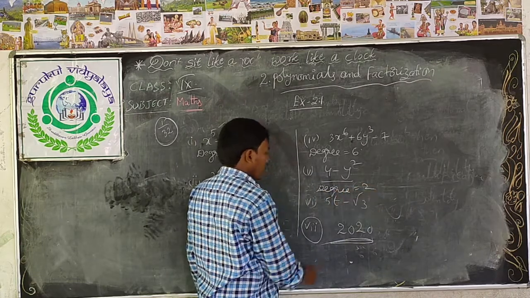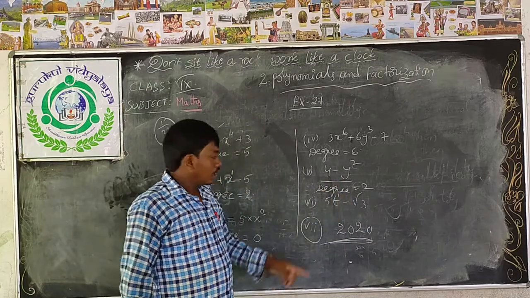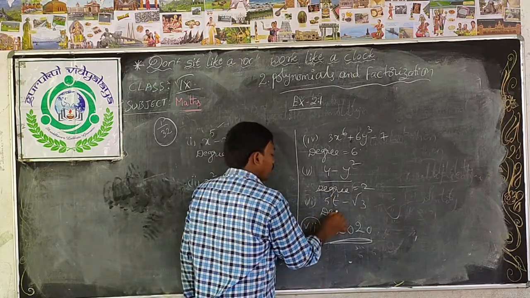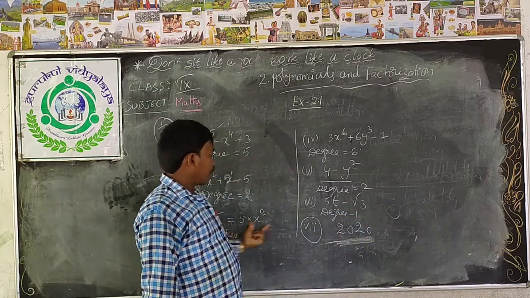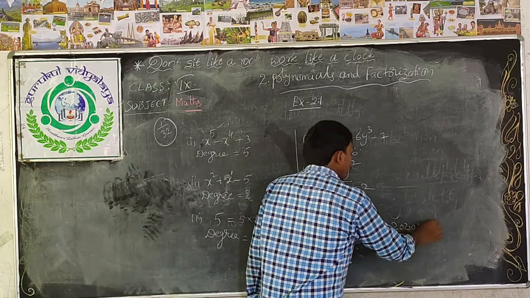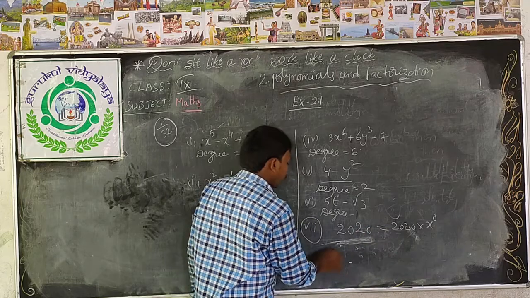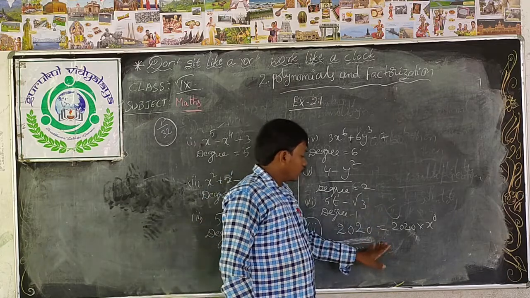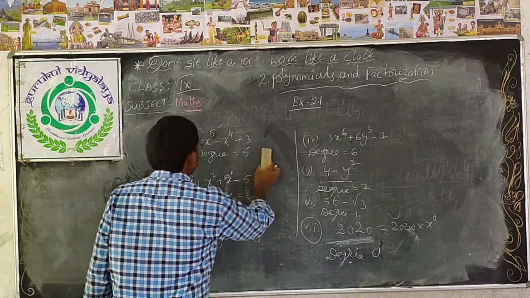Here, 5t minus root 3. The variable t is there, and there is no power shown for t, so I will take it as 1. So what is the degree of this polynomial? 1. Like 5, 2020 is the same. I will write 2020 into x power 0. X power 0 has value 1, so 2020 times 1 is 2020. So what is the degree of 2020? The degree of 2020 is 0. So 2020 is a constant polynomial. Children, this is the first one.